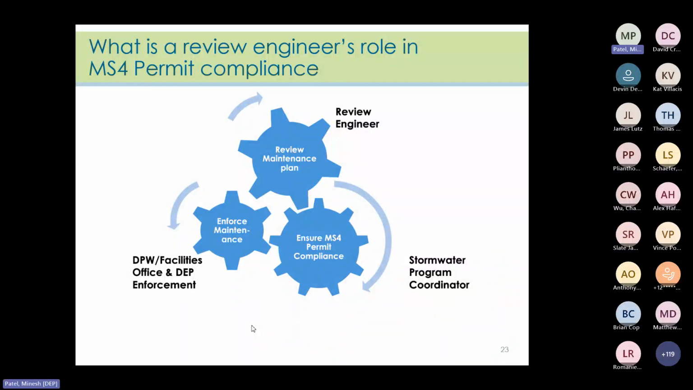So if you want to put things in perspective, an inadequate review can really wreck things. The duties of these 3 parties that you see here on this slide, they have to mesh together. So not requiring the details of the maintenance plan can push the burden onto the stormwater coordinator or the DPW facilities maintenance office, or it can even create an issue for the DEP enforcement.